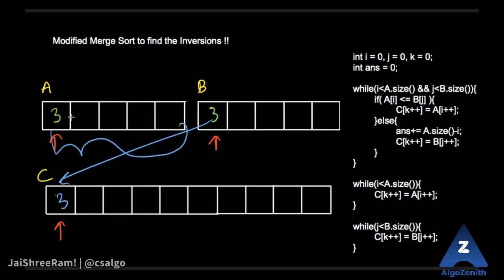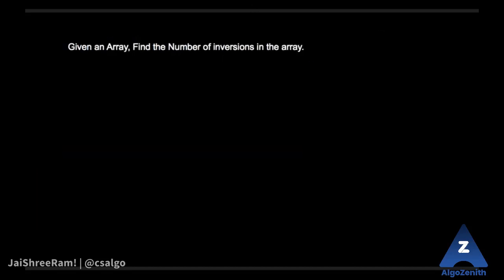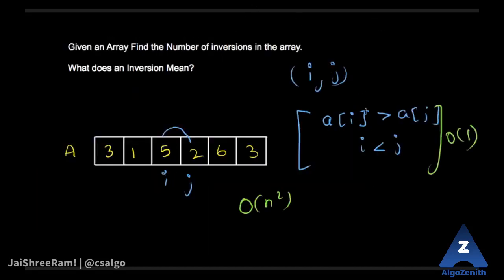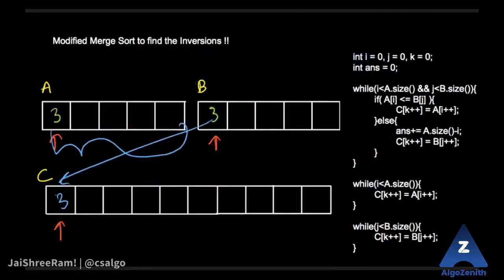But 3 and 3 don't form a pair of inversion, because the definition of a pair of inversion is that you need to have a of i greater than a of j, but they are equal. So you don't count 3 and 3 as an inversion pair. If you make it less than or equal to, when they are equal elements you prioritize the elements of A, so they don't get added to the inversion pairs. That's just one thing to be careful about.